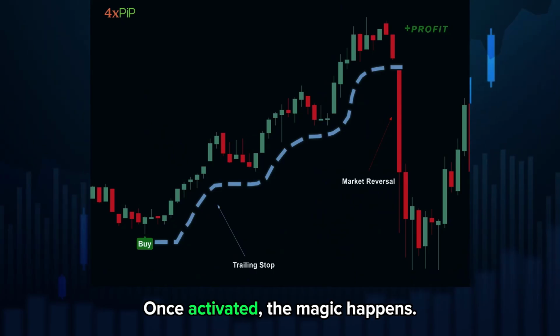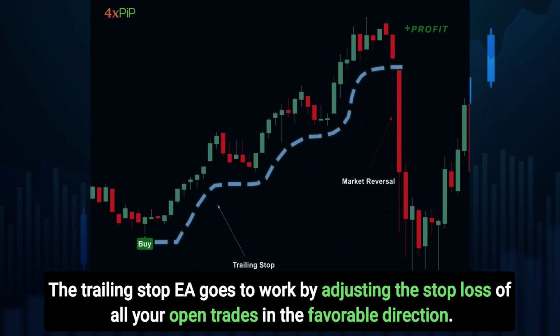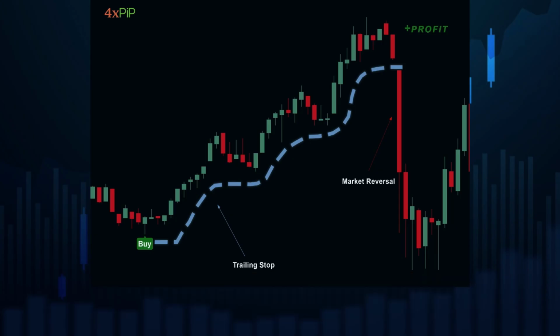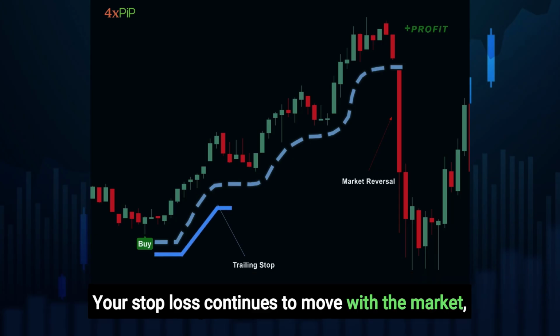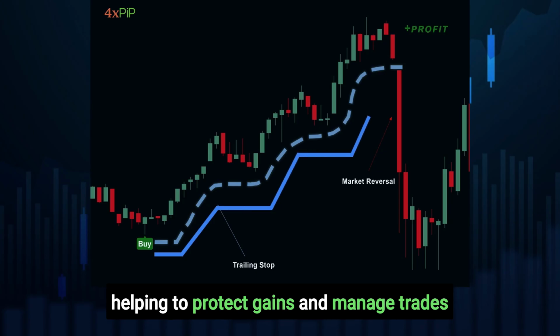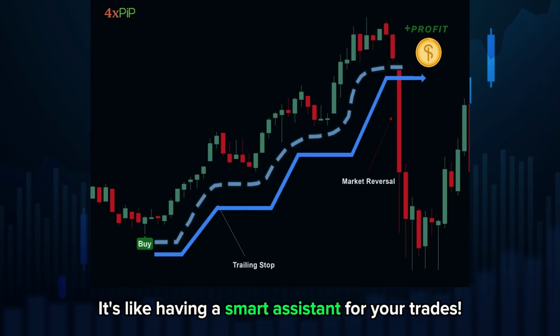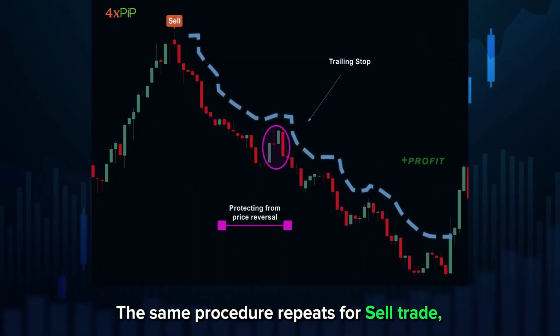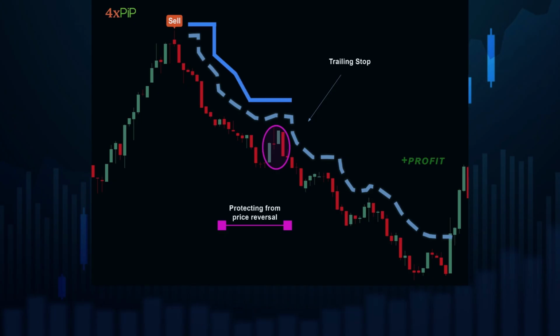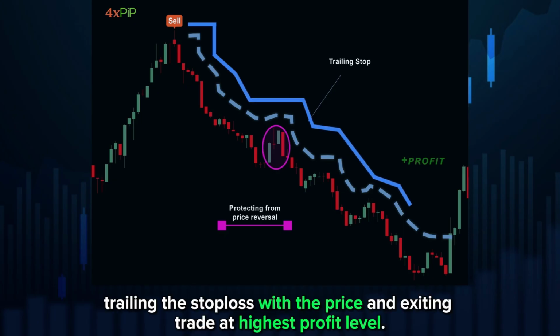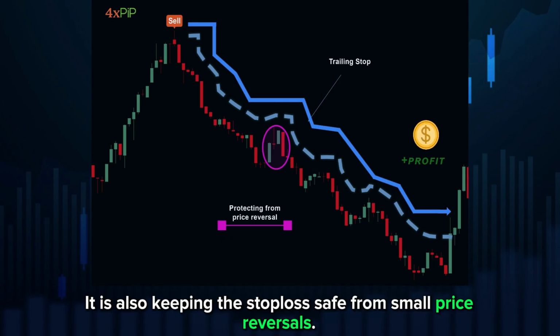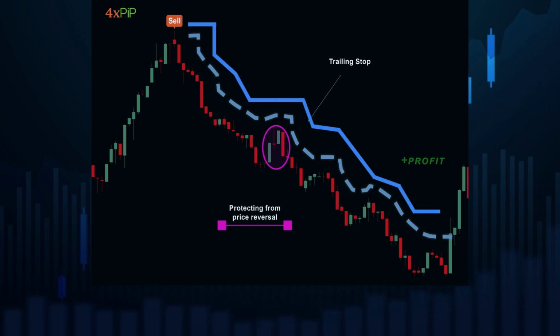Functionality. Once activated, the magic happens. The trailing stop EA goes to work by adjusting the stop loss of all your open trades in the favorable direction. Your stop loss continues to move with the market, helping to protect gains and manage trades when price reversals eventually take place. It's like having a smart assistant for your trades. The same procedure repeats for a sell trade, trailing the stop loss with the price and exiting the trade at the highest profit level. It is also keeping the stop loss safe from small price reversals.